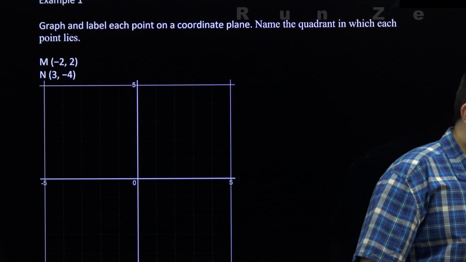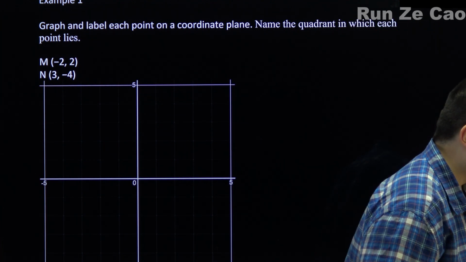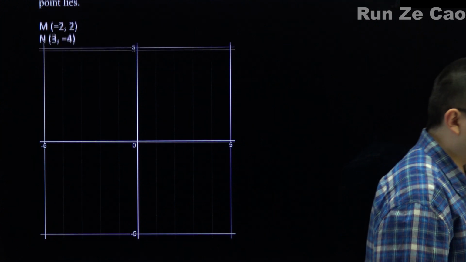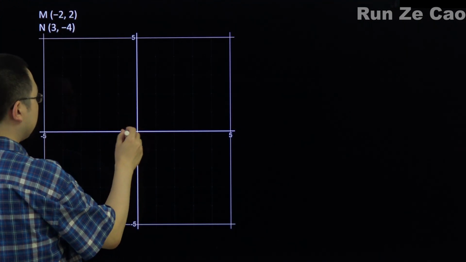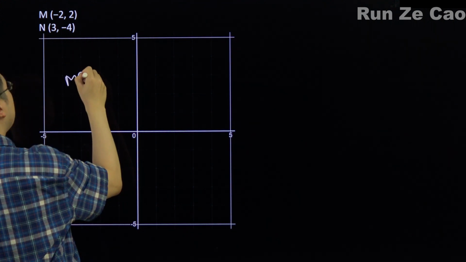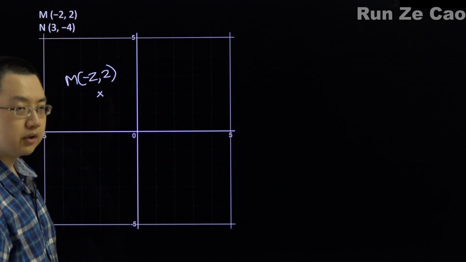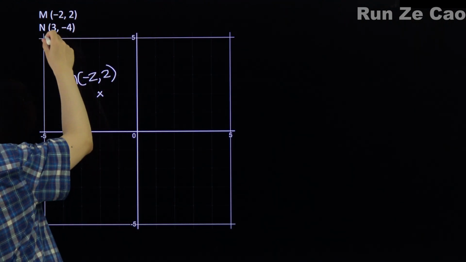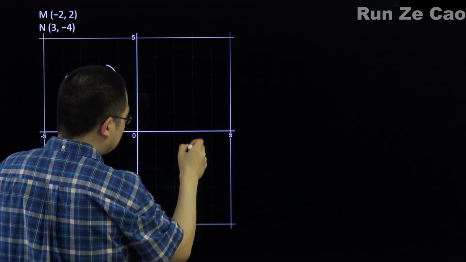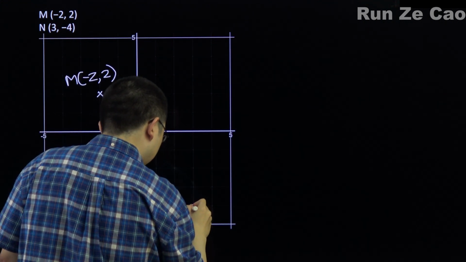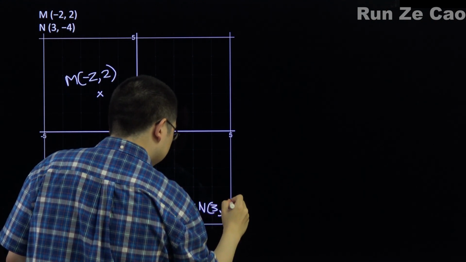Now graph and label each point on a coordinate plane. Name the quadrant in which each point lies. M, negative 2, 2. Well, negative 2 on the x-axis. Regrettably, my equipment is absolutely horrendous with actual dots, so I have to use x's to mark the points. Now, N is at 3, negative 4.